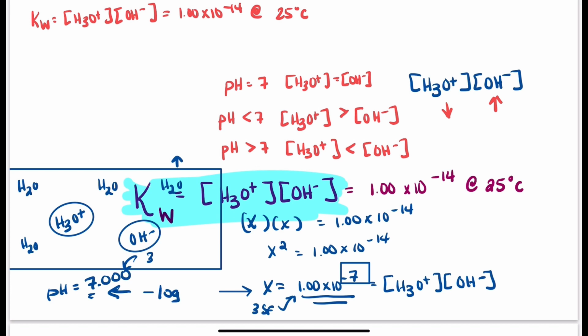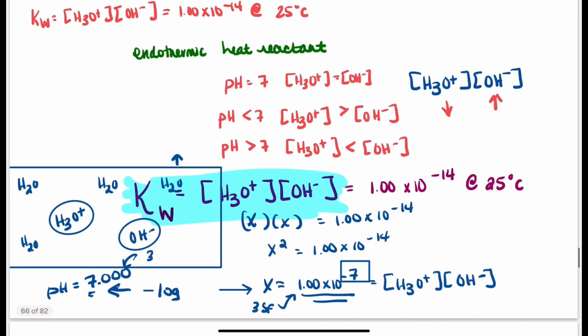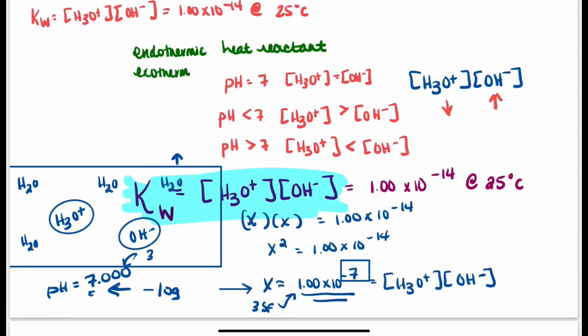If I increase the temperature, it depends if it's an exo or endothermic reaction. If it's endothermic, heat is a reactant. Increasing the heat causes more product to form, makes Kw bigger. If it's exothermic, heat is a product. If I increase the heat, it makes the products react, makes more reactant, therefore my Kw decreases, okay?